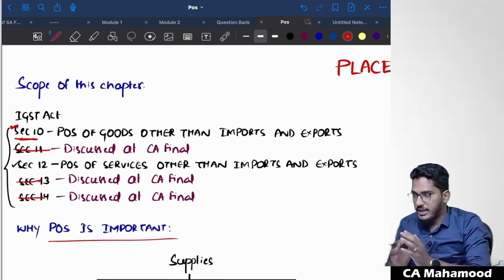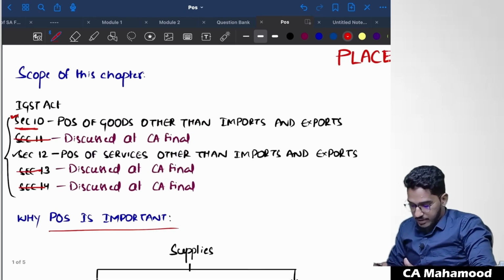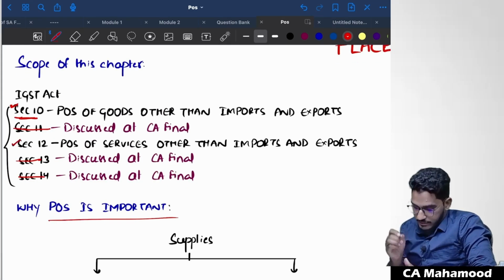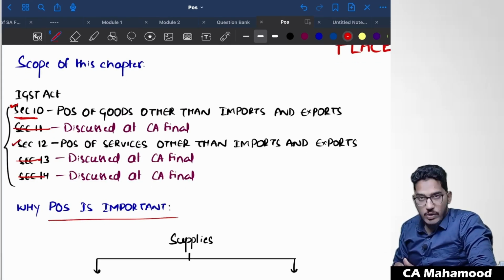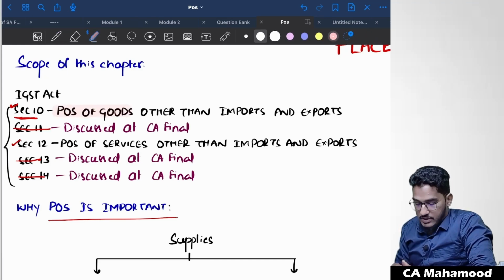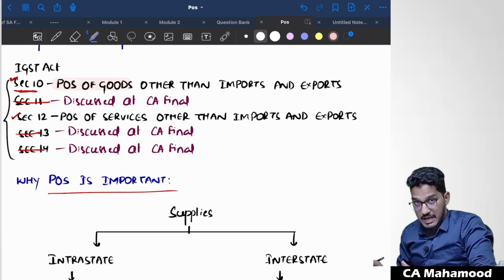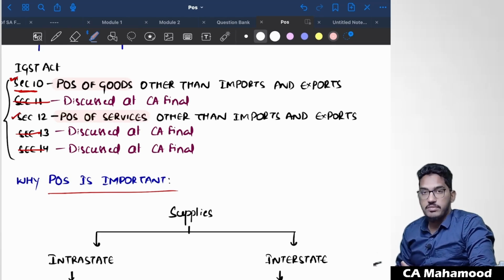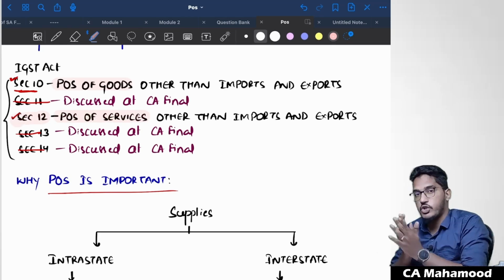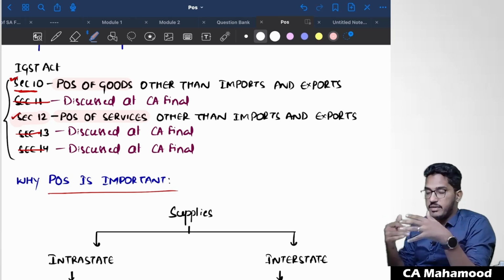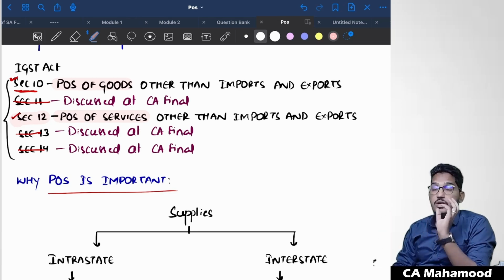Now, since we are done with section number 10, we have one more section for discussion, which is section number 12. As I have told, section number 10 talks about how to determine place of supply in case of goods. Similarly, not just goods, there are certain suppliers who will even supply services as well. So how to determine place of supply in case of supply of services is addressed under section number 12. Like the way we have seen different clauses determining place of supply of goods in different circumstances, we also have different subsections under section number 12.